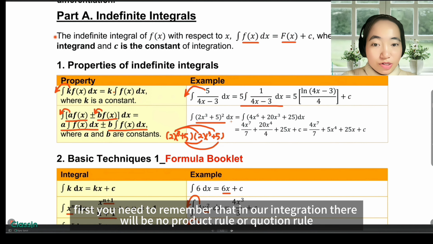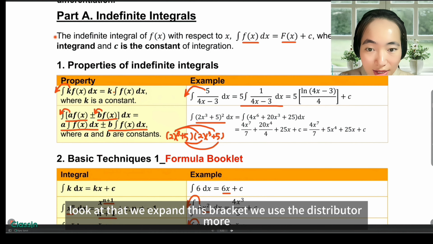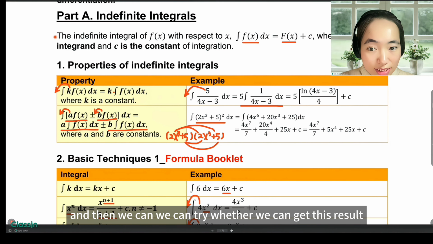First, you need to remember that in our integration, there will be no product rule or quotient rule. So once you see this, (2x to the power 3 plus 5) squared, the first thing you need to think is to break the bracket. So here, look at that. We expand this bracket. We use the distributive law, and then we can try whether we can get this result.